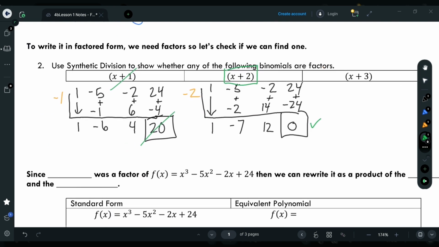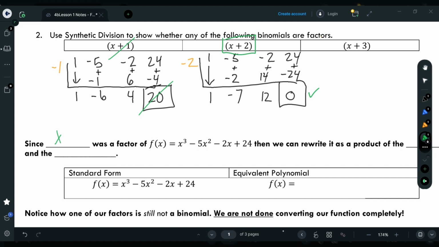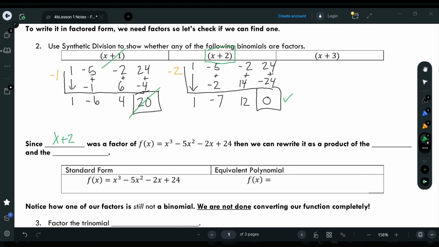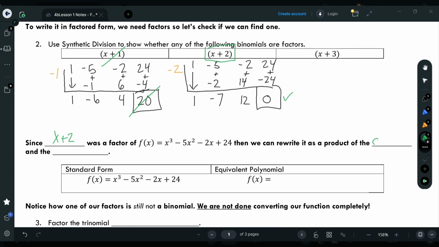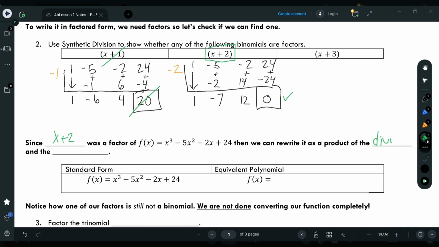Okay, so let's go ahead and fill this in here. Now that we found a factor, we can move forward. Since x plus 2 was a factor of our polynomial, then we can rewrite it as a product of the divisor and the quotient. Okay, so what does that mean? Write it as the product of the divisor and the quotient.